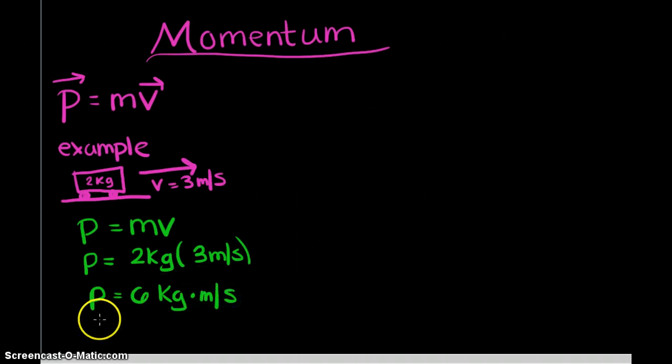And yes, those are the units for momentum. It's really nothing fancy here. Okay, imagine if this same cart was moving to the left, so the velocity was negative 3, then the momentum would be negative 6.